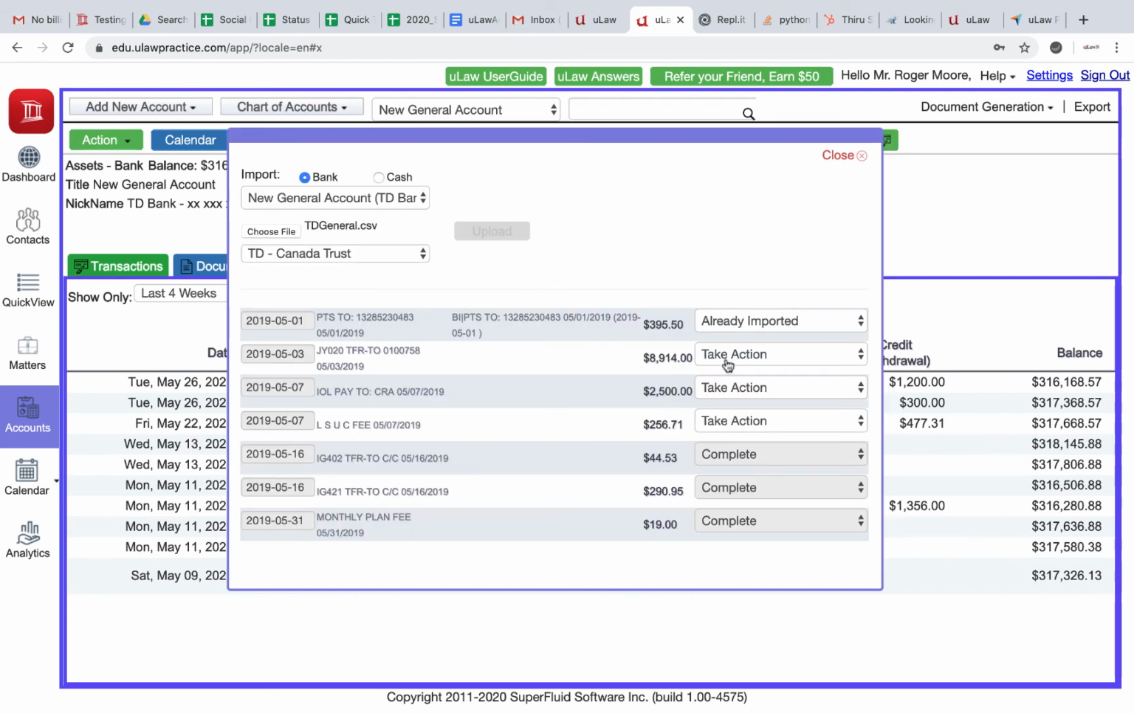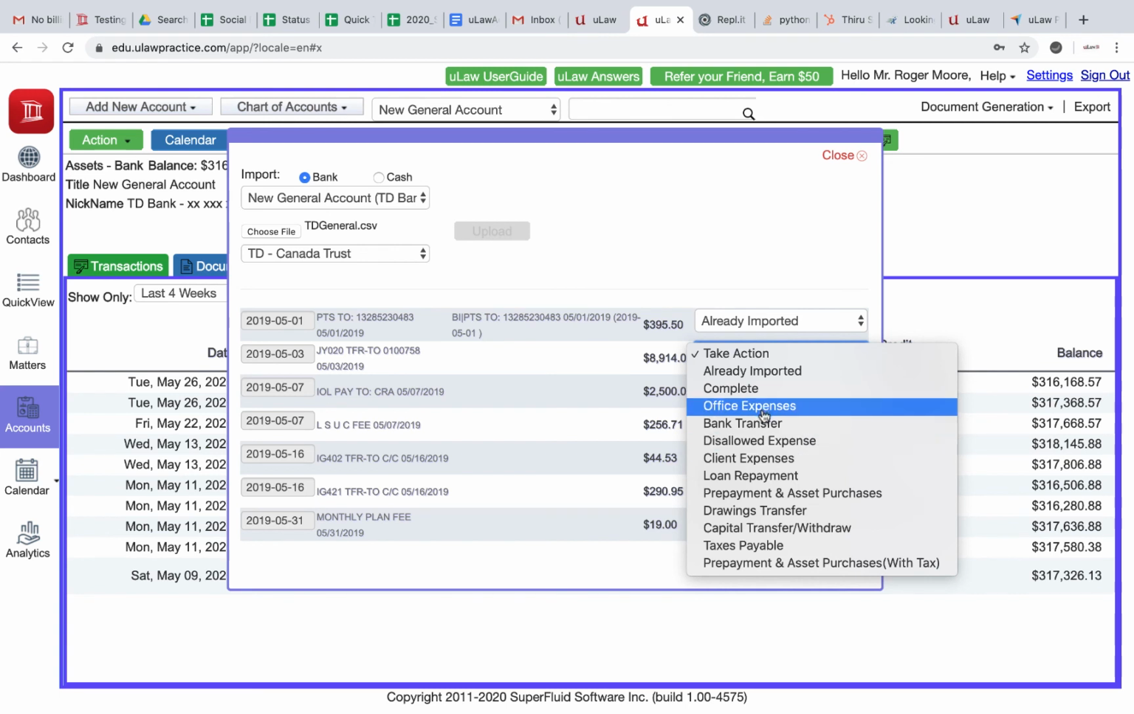So to summarize, when you take an action, think about the expense. Is it an office expense? Is it a bank transfer? Is it a client disbursement that you're paying? Then take action accordingly, and uLaw will try to put that entry into the bank.